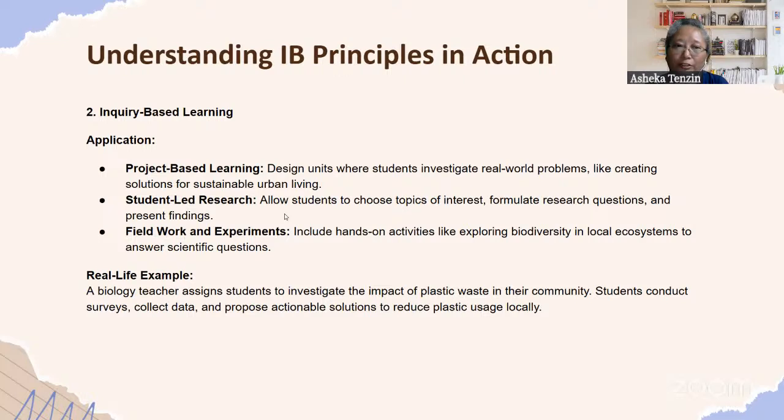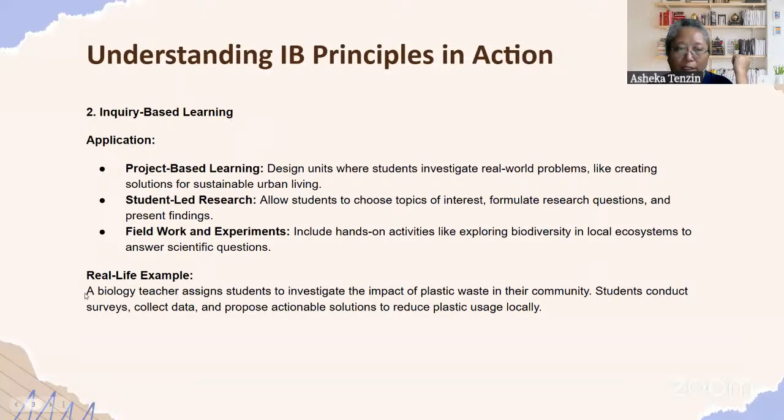So this is how you can do inquiry-based learning. This is one way in which you can give them a chance to choose a topic of their interest. Another application is field work and experiments. You need to give them hands-on activities so that they learn by doing. Experiential learning happens. So these are three applications for inquiry-based learning.